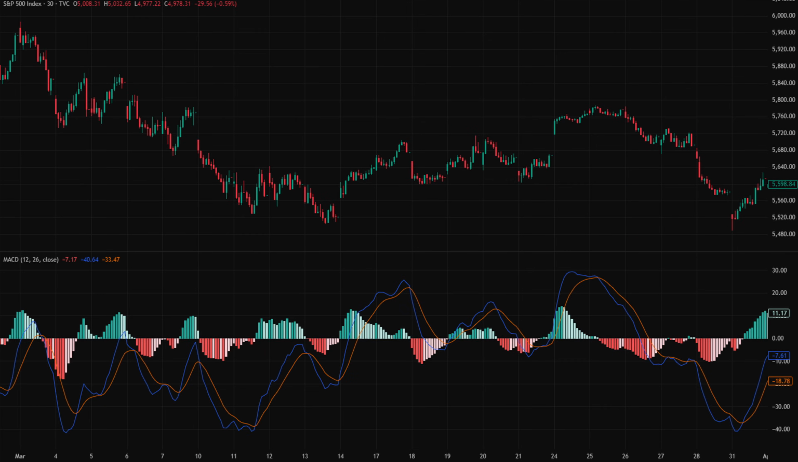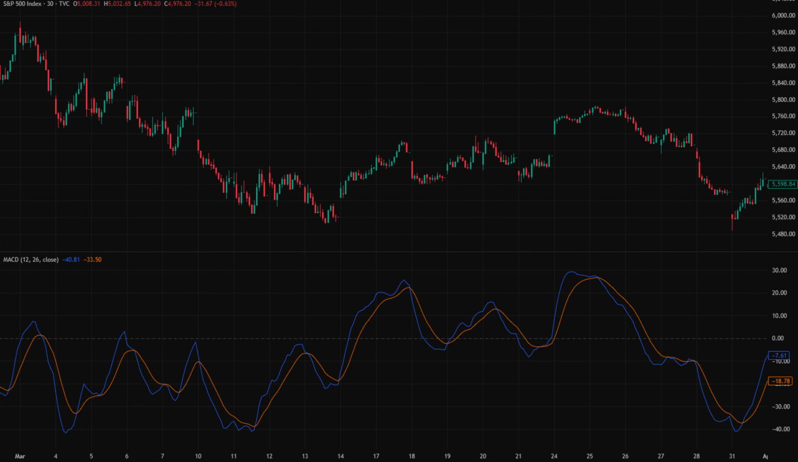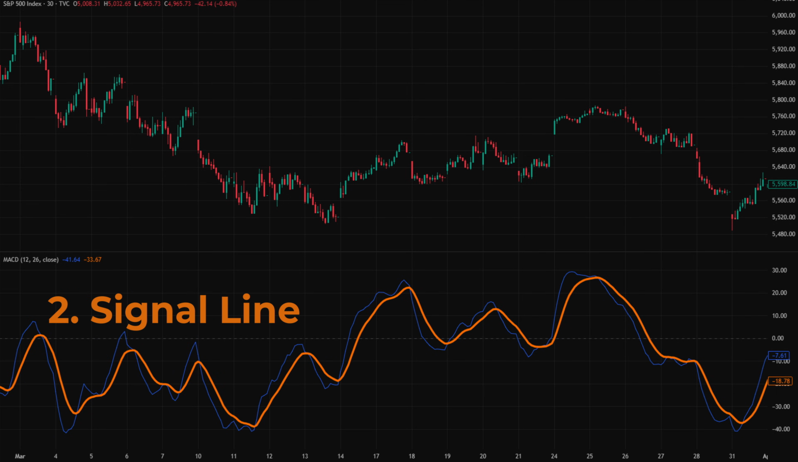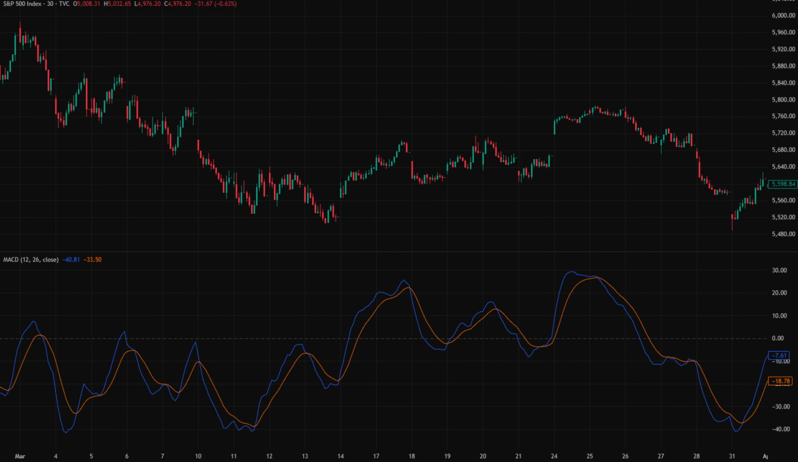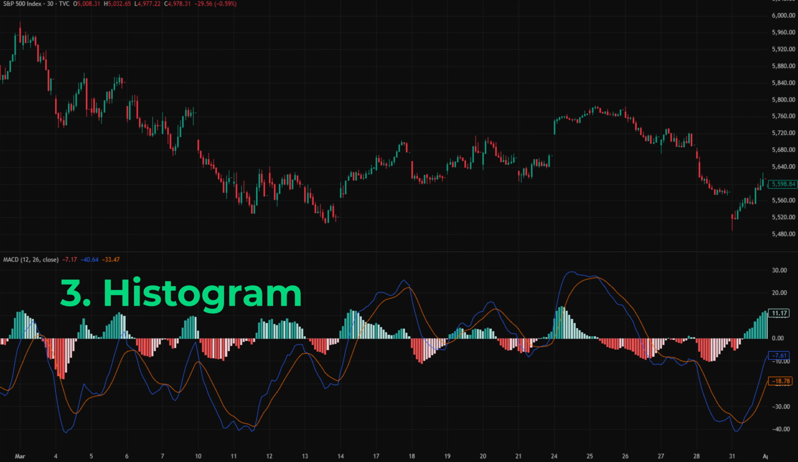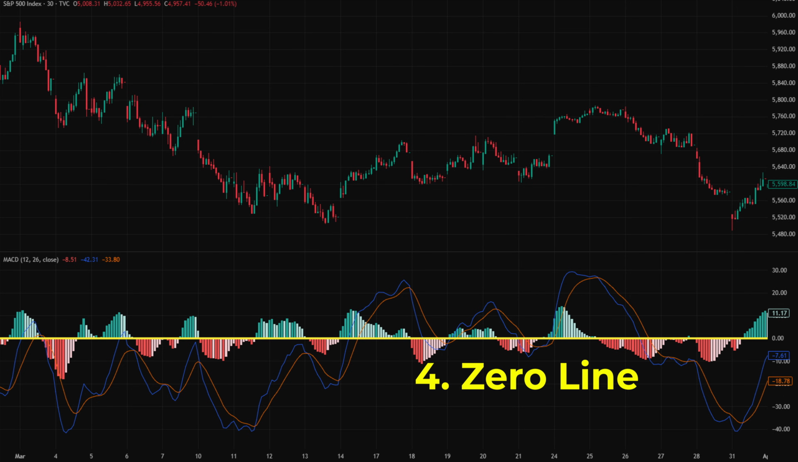Once it's on your chart, you'll notice four components. First, the MACD line, this is the fast-moving line. It responds quickly to price changes. Second, the signal line, this one moves slower and appears smoother. Third, the histogram, those bars represent the difference between the MACD line and the signal line. Fourth, the zero line, the central horizontal line. It helps us understand whether momentum is above or below neutral.